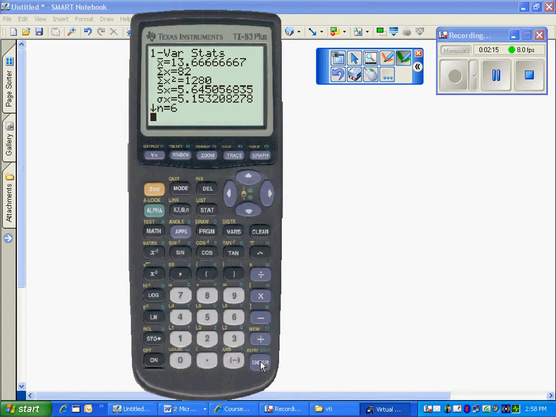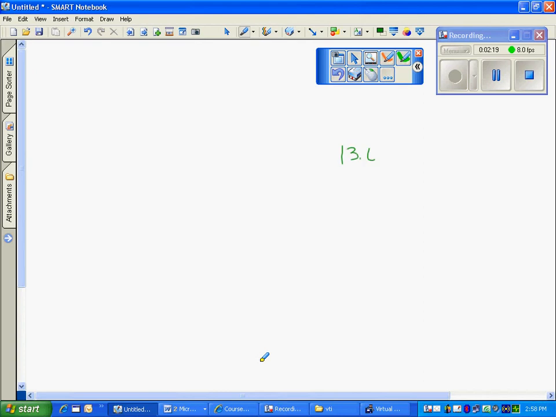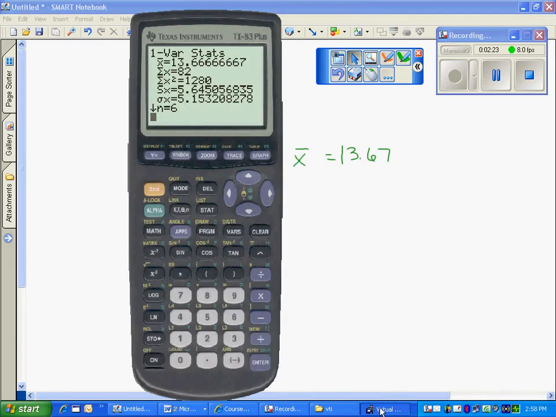Notice the calculator gives me X bar as 13 point, we'll round that to 67. That was X bar. Notice my calculator doesn't give me mu, the mean of the population, because isn't the mean of the population going to be the mean of the sample if the data I put in was all of it or even a sample of it? Notice I'm going to skip down. I'm going to go down to S with a little x, 5.64.